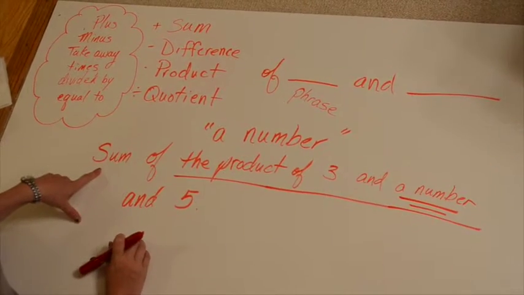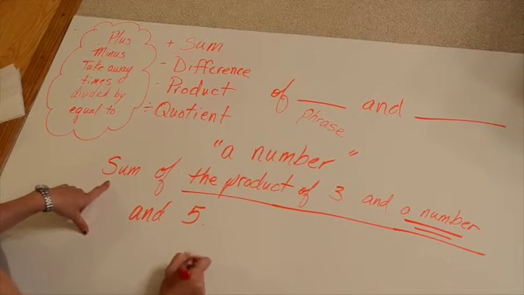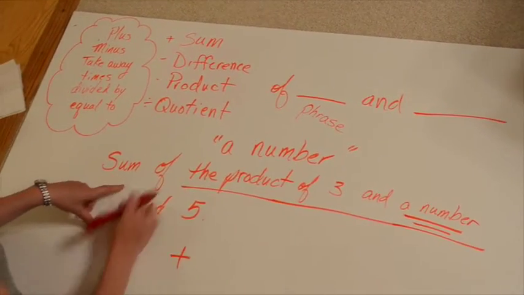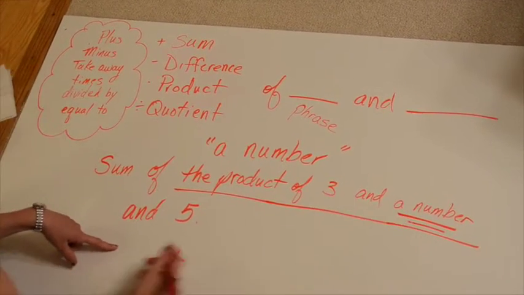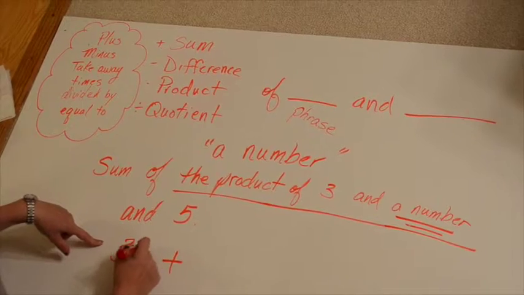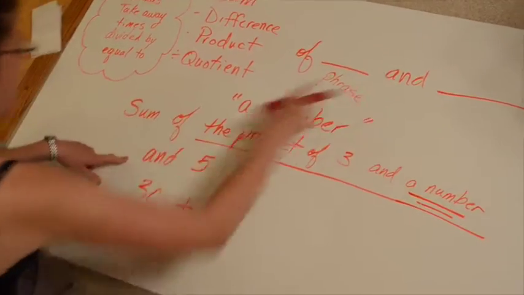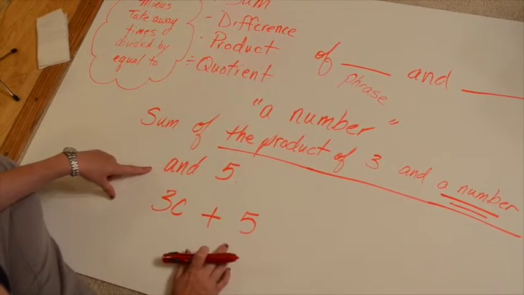So to translate, starting from the beginning, I have sum, so I know I'm adding two things, the first of and the second thing after the and. Of comes first, the product of 3 and a number. Today I'm going to pick the letter C, one of my favorites. And now I have my and, my second item goes with the other.